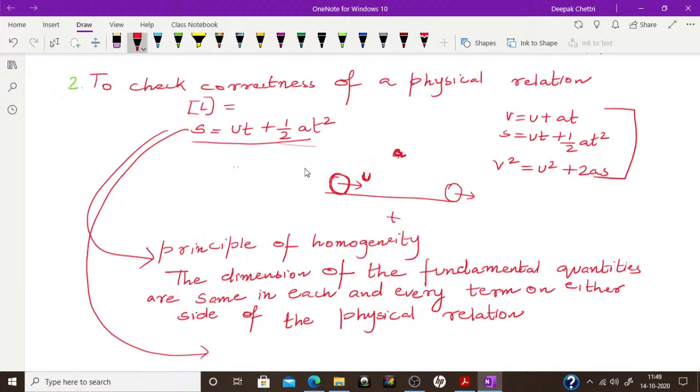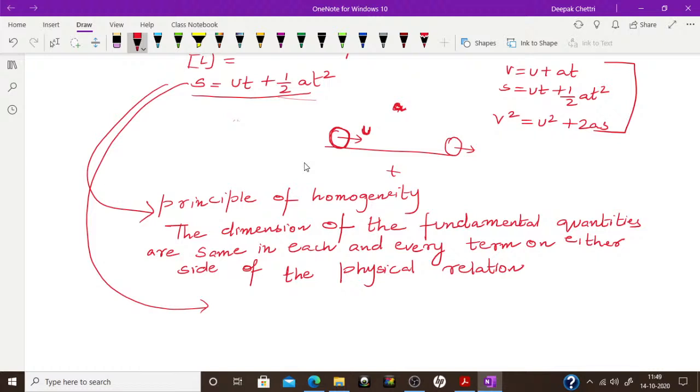Like I said, the dimension of S is L, since we already know it's distance. Now u is velocity. I told you the dimension of velocity is L t minus 1, right? And t, which is time, has dimension t, so they should be multiplied. If the sign between them is multiplied, you have to multiply the dimensions also. Plus half a t squared: a is acceleration, whose dimension we already found is L t minus 2, and again t squared, since t is time.